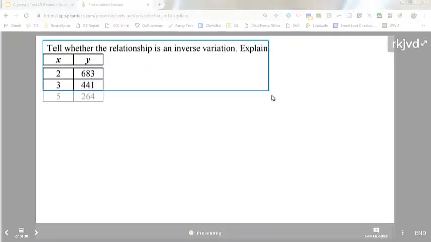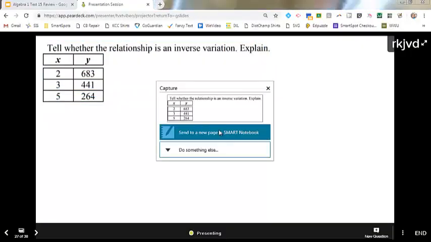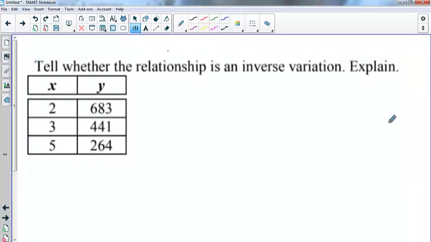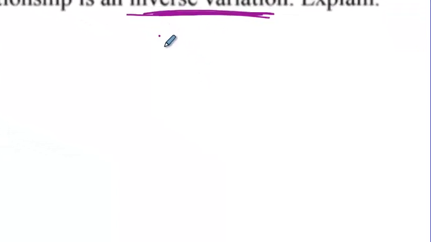Tell whether the relationship is an inverse variation. Explain. So, what do we know about inverse variation? What's it look like? You have a test on Friday. I hope we can remember some of these things. Nobody has any idea? Y equals what? K over X. That is correct. So what's K equal to then? How can I get K by itself?